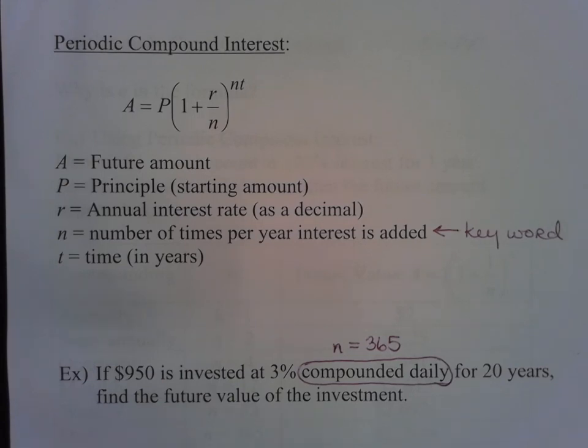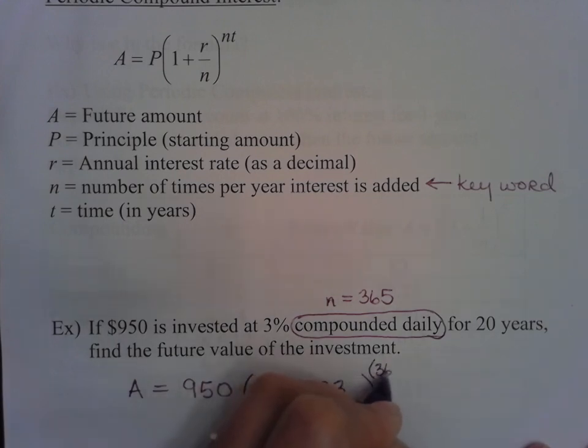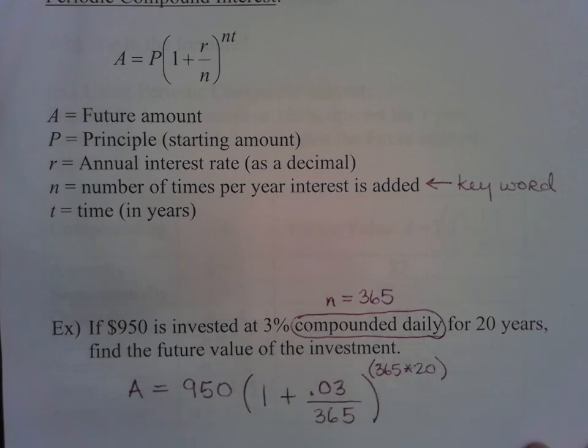Okay, and we can plug all of this information into our formula. We're looking to find the future value, so we don't know A. The principal is $950. We have 1 plus, our interest rate is 3%, so 0.03, divided up into 365 parts. That is a lot of parts, okay? Raised to the n times t power. So 365 times 20. If I'm going to do it every day for 20 years, I need to multiply by that growth factor every day. That's a lot of days.